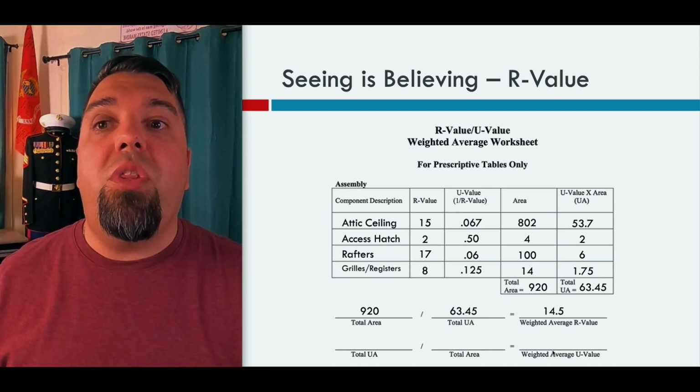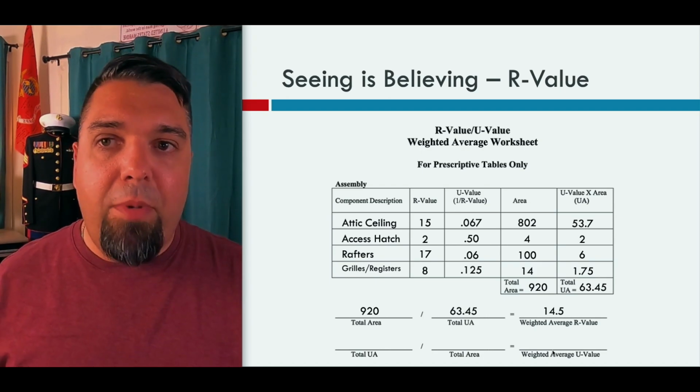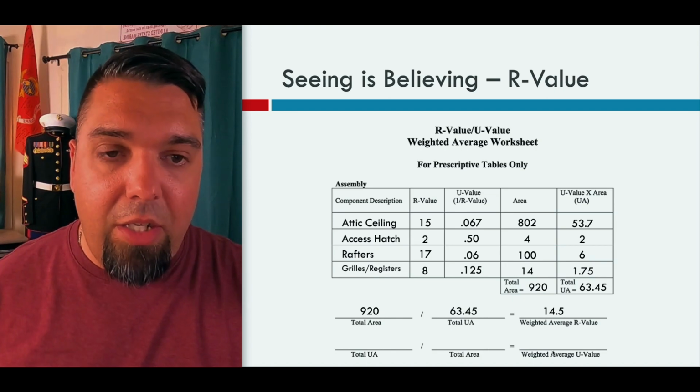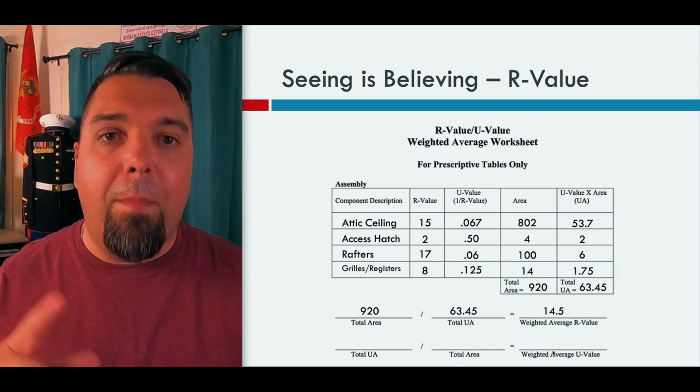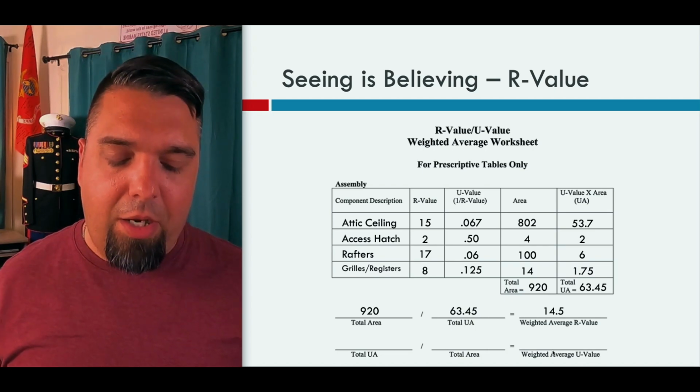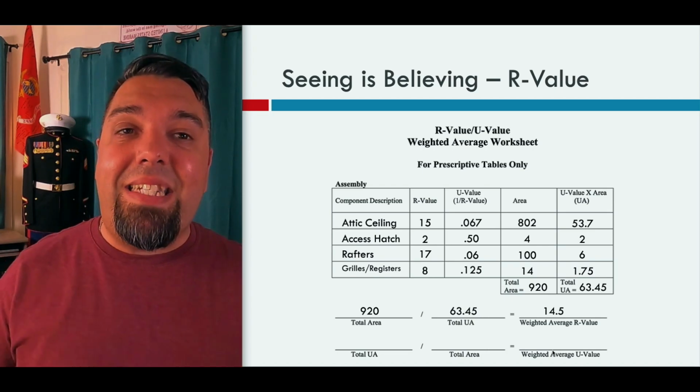Or worse, if you thought it was R30 and that's what you entered because you didn't even use the weighted average sheet, you can see how this is going to impact the heat loss of your ceiling, okay? And I got some math to show you exactly what it does in a minute here. So really important, seeing is believing.